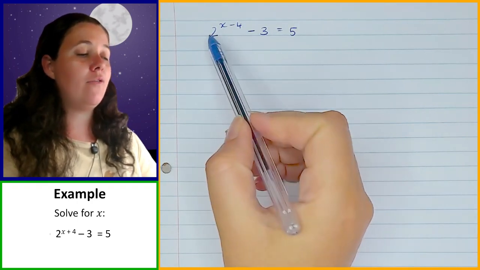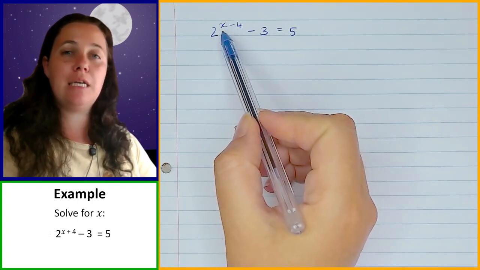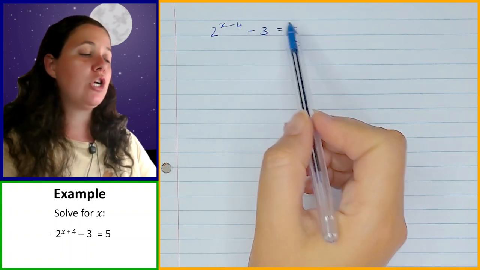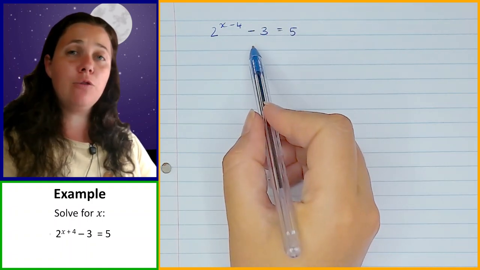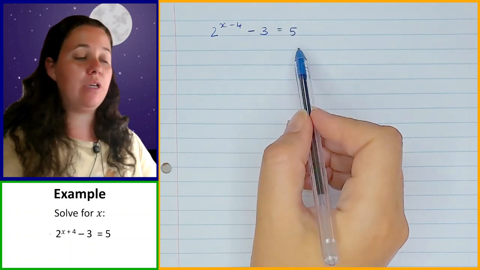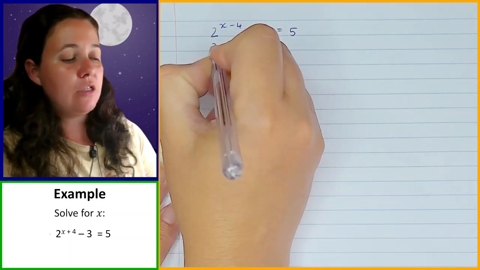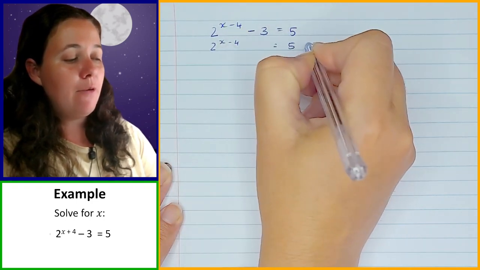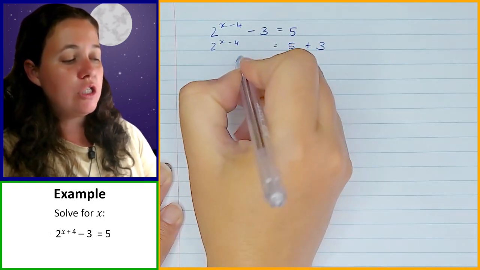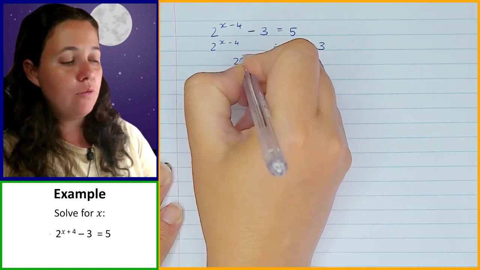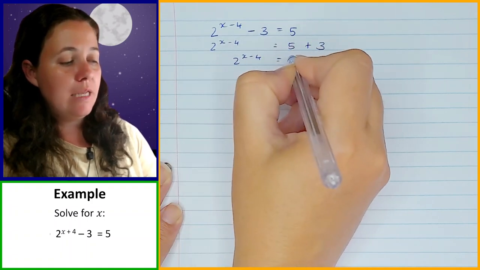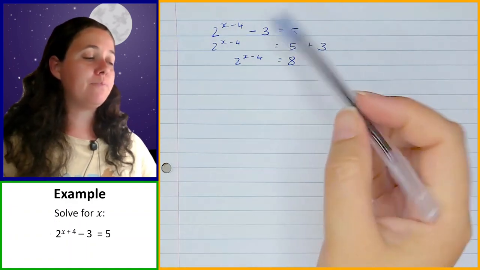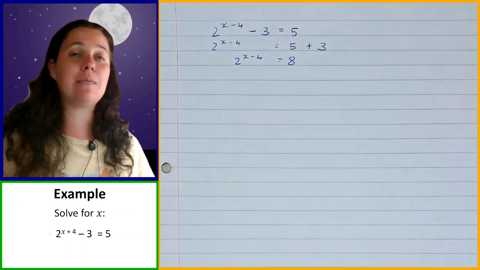In this case, this term has an unknown in the exponent, it's got x. We want to get rid of the minus 3, so we're going to add 3 to get rid of it, and then we must add 3 on the other side as well. That gives us 2 to the power of x minus 4 equals 5 plus 3, which is 2 to the power of x minus 4 equals 8.